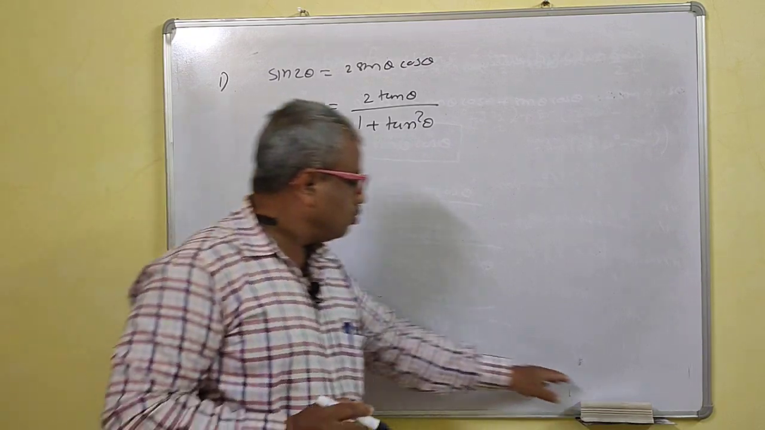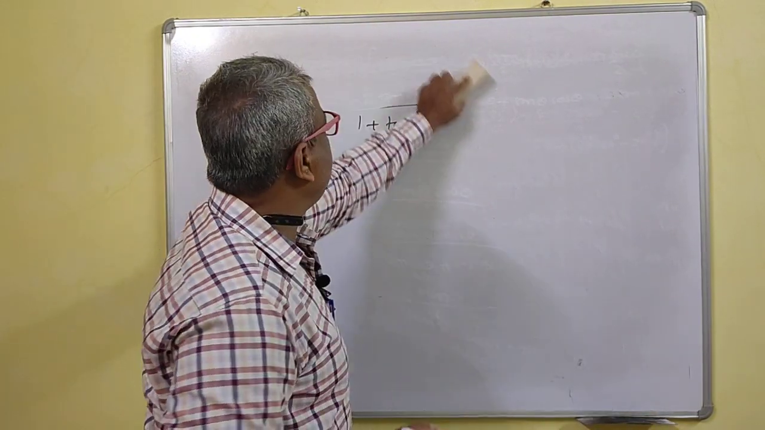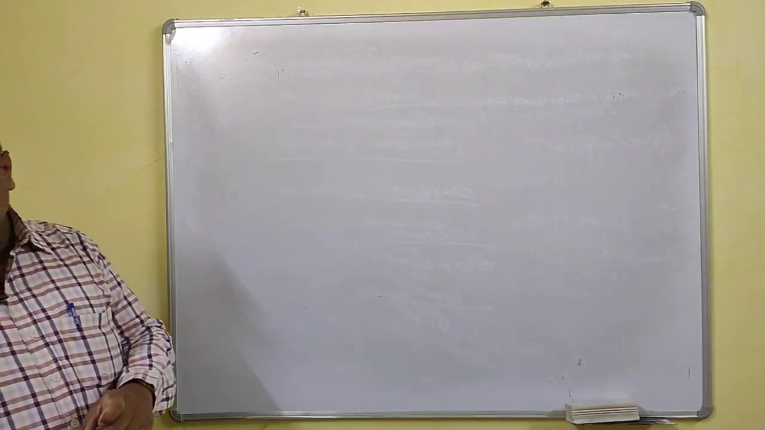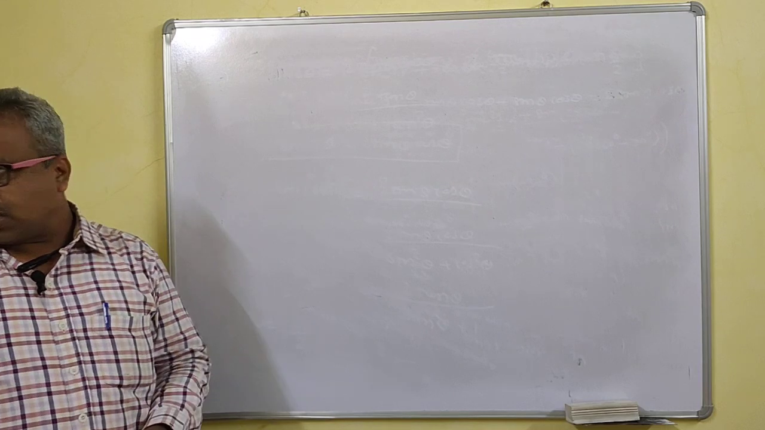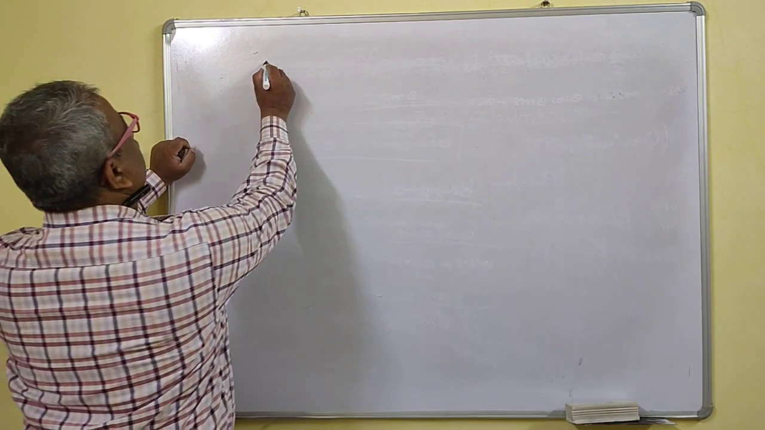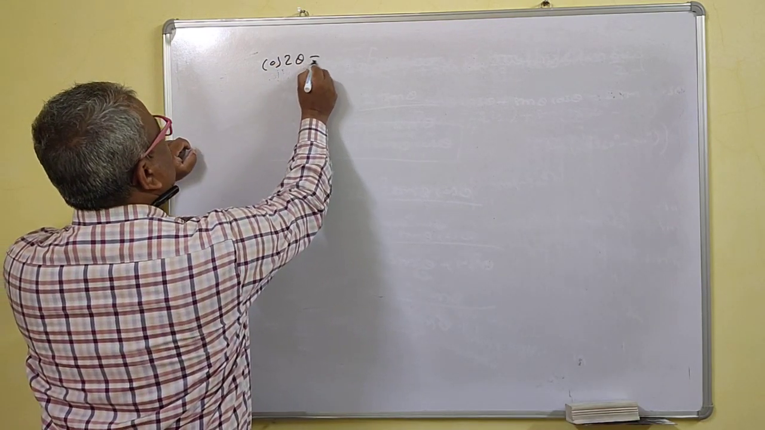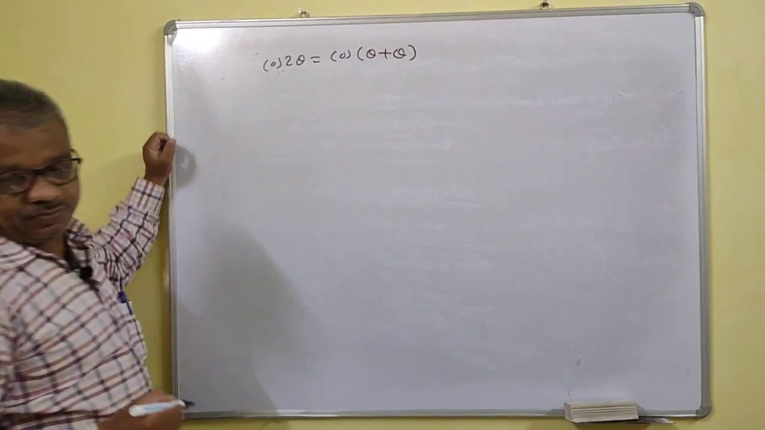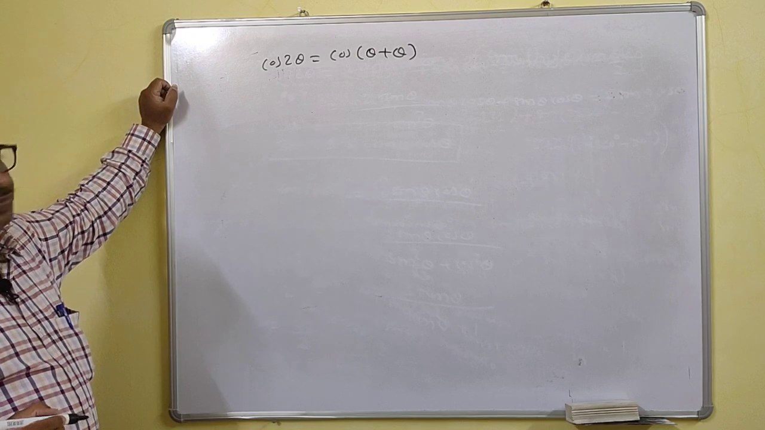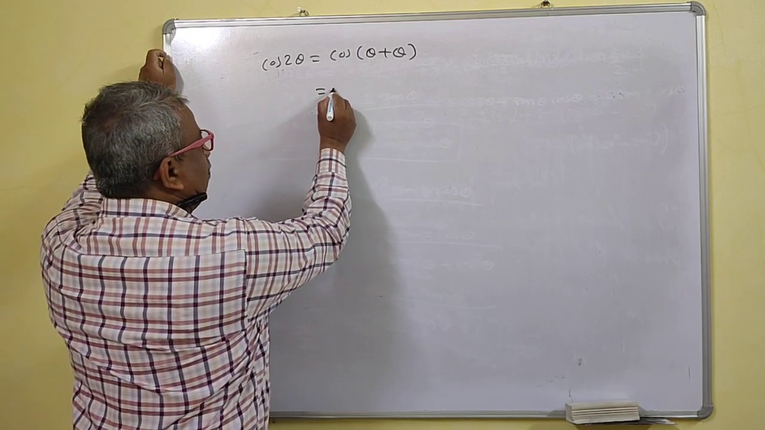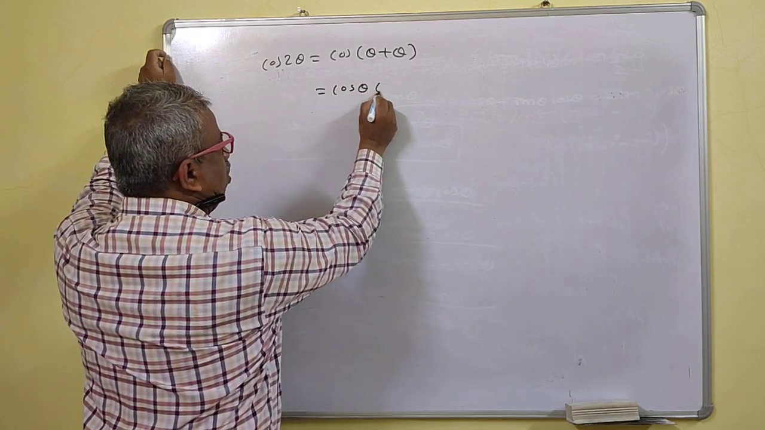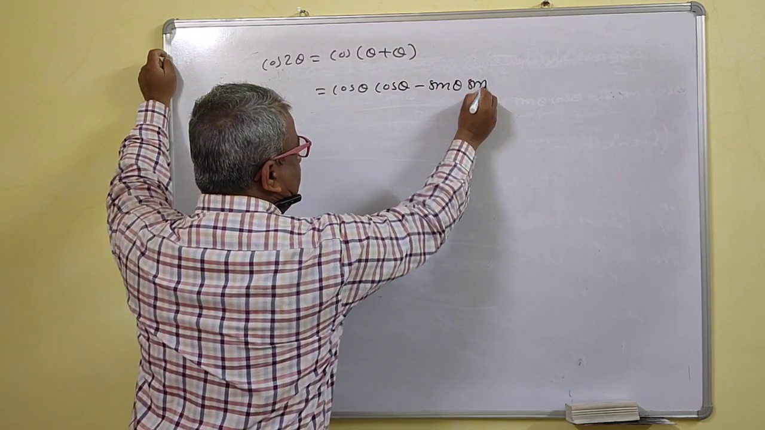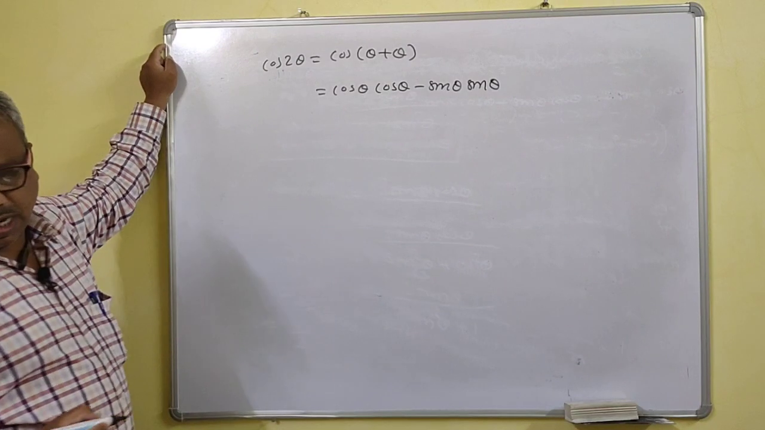Next we will obtain the formula for cos 2 theta, and then we will obtain a formula for tan 2 theta. So cos 2 theta is what? Cos of theta plus theta. Then apply the formula for cos A plus B: cos theta cos theta minus sin theta sin theta.